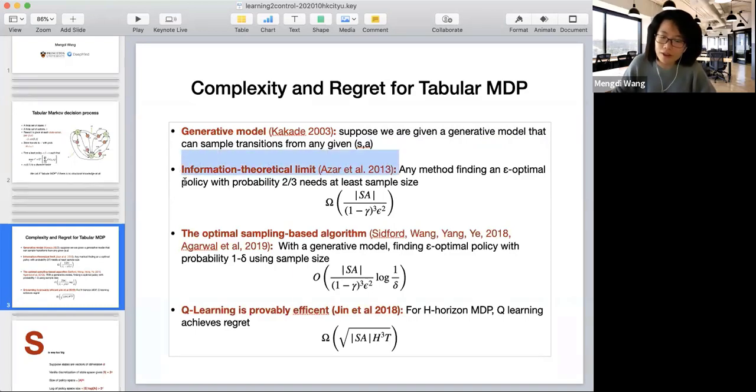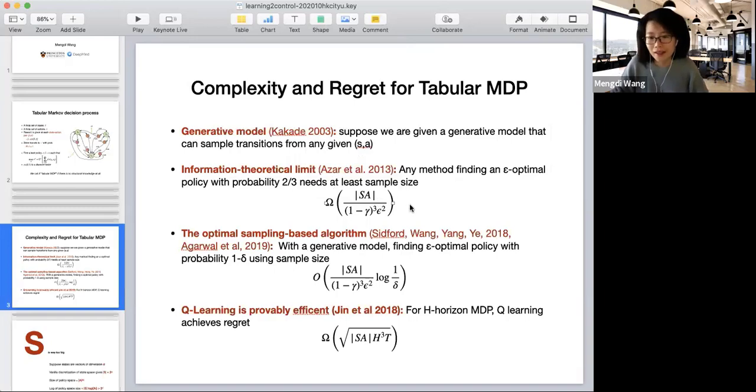So in 2013, a few folks who are now with DeepMind proved an information theoretical lower bound for the sample size. They show that any estimator or any method needs at least this many samples to find an absolute optimal policy with a meaningful probability.